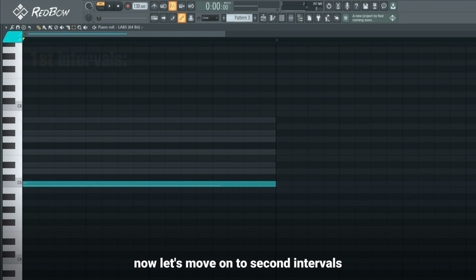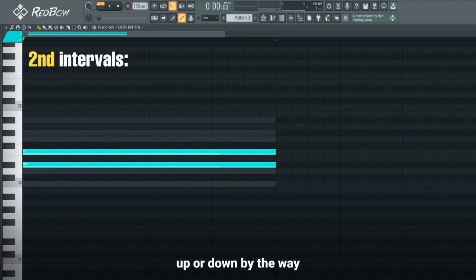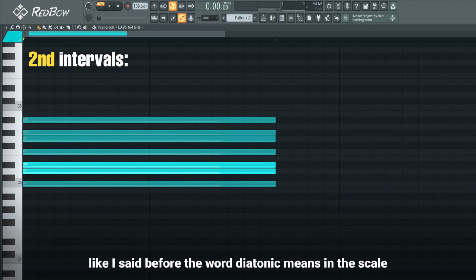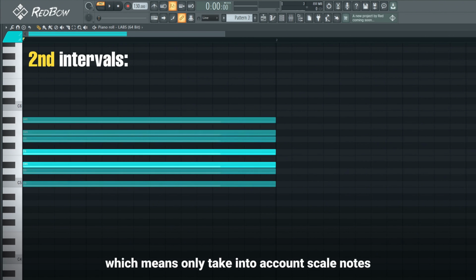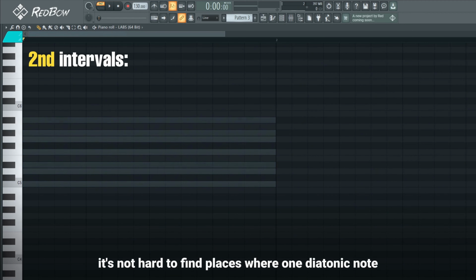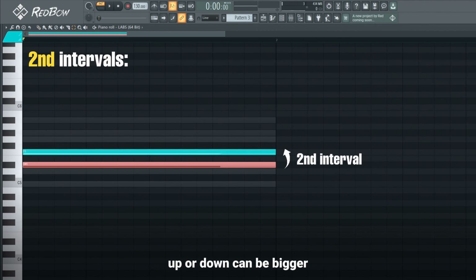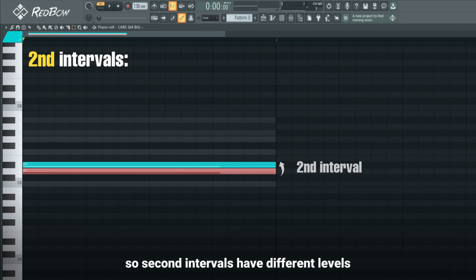Now let's move on to second intervals. Second intervals require you to move one diatonic note up or down. By the way, like I said before, the word diatonic means in the scale, so move one note up in the scale, which means only take into account scale notes. Also, key and scale mean the same thing. Anyway, second intervals. In this case, it's not hard to find places where one diatonic note up or down can be bigger and places where it can be smaller. So second intervals have different levels.